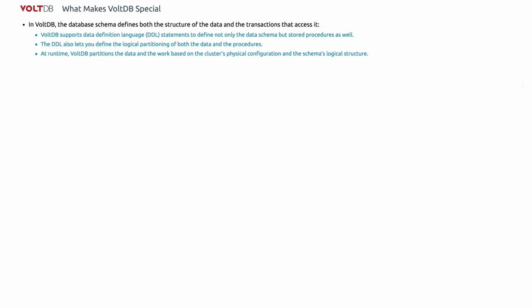In VolteB, the database schema defines both the structure of the data and the transactions that access it. VolteB supports data definition language, or DDL statements, to define not only the data schema, but stored procedures as well. The DDL also lets you define the logical partitioning of both the data and the procedures. At runtime, VolteB partitions the data and the work based on the cluster's physical configuration and the schema's logical structure.